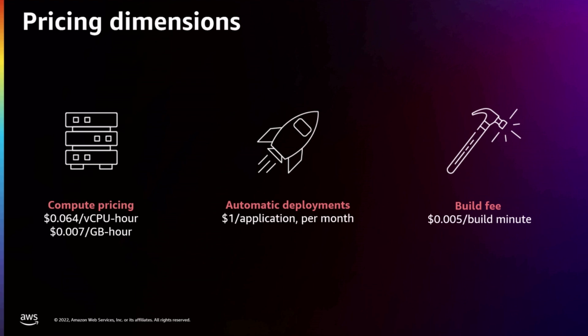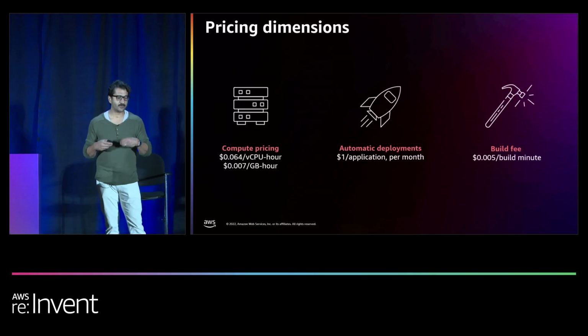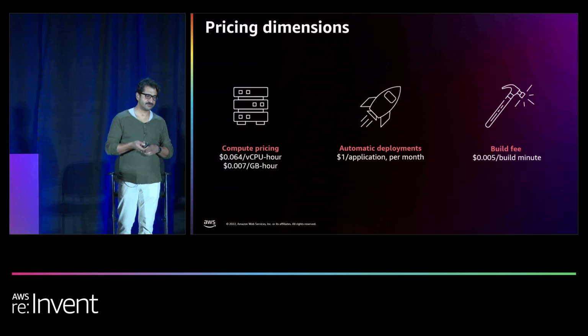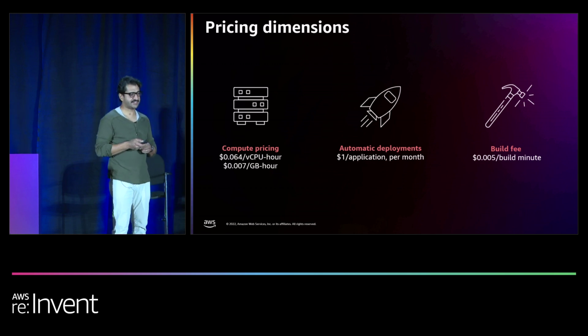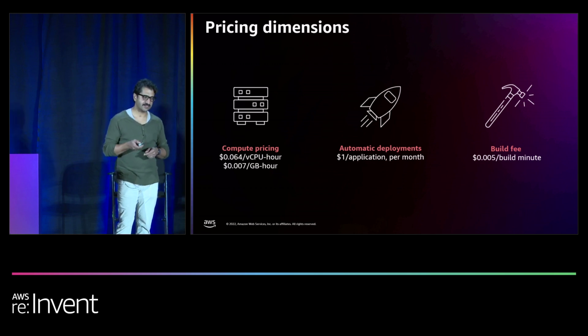So some of the pricing dimensions: as I mentioned, you pay for compute and memory when your application is serving traffic. When it's not, you're paying only for the memory hours. So this is the pricing: 64 hundredths of a cent per vCPU hour, 7/10 of a cent per gigabyte hour.